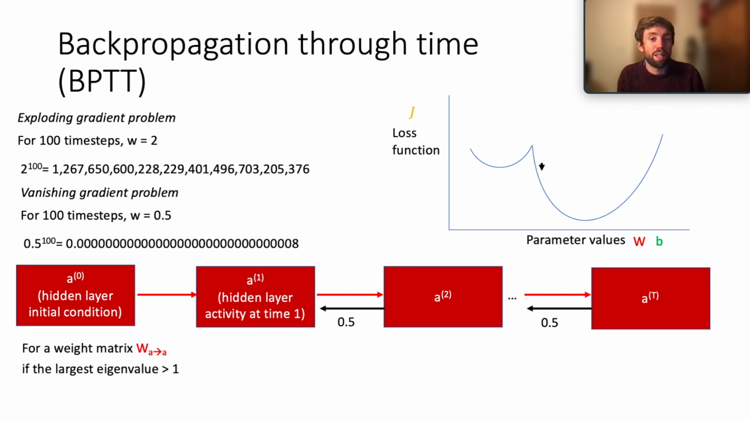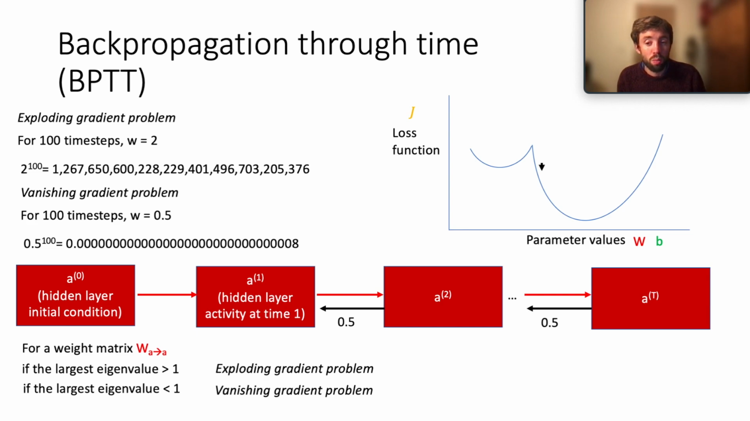Now in practice, instead of dealing with single scalar weights, we're usually dealing with weight matrices, and we come up against the exploding gradient problem if the largest eigenvalue of the recurrent weight matrix is greater than 1, and if the largest eigenvalue of the recurrent weight matrix is smaller than 1, that is when we are vulnerable to the vanishing gradient problem.